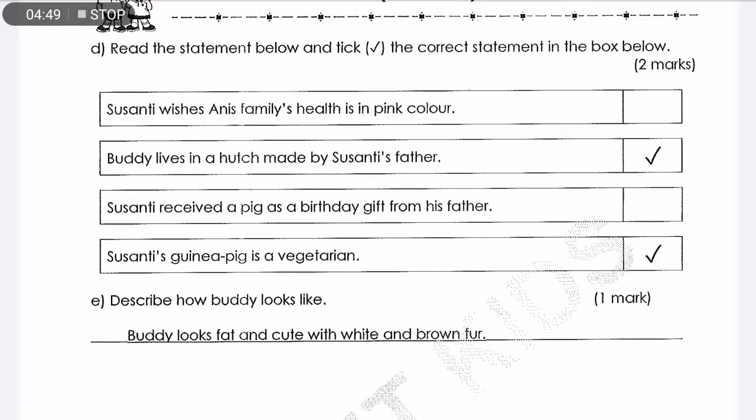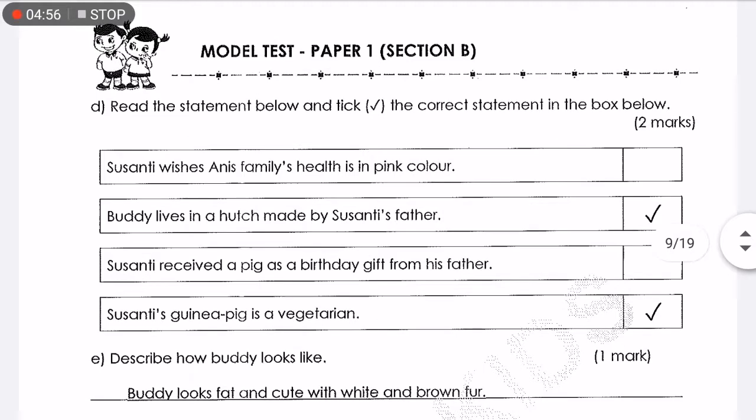Next one, Susanti received a pig as a birthday gift from her father. No, Susanti did not receive a pig. She received a guinea pig as a birthday gift. Okay, then the last one, Susanti's guinea pig is a vegetarian. Let's look.